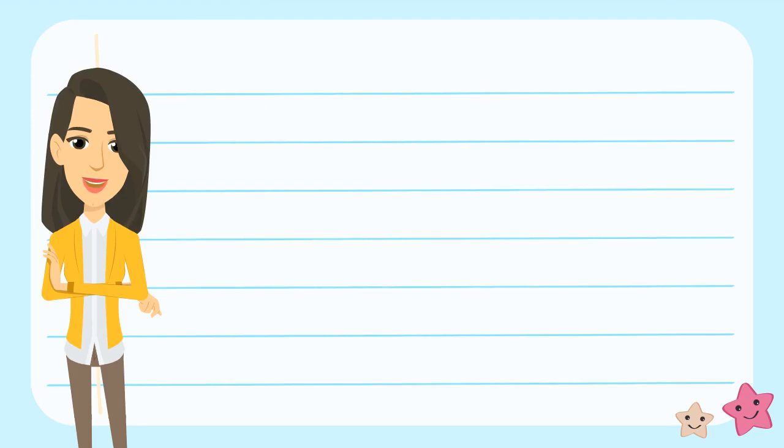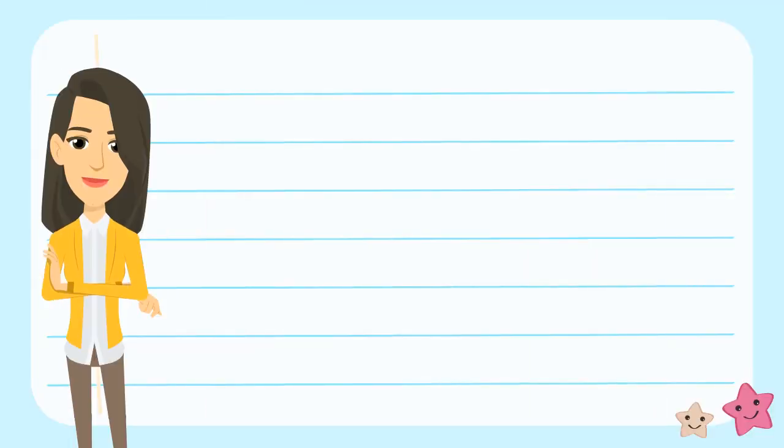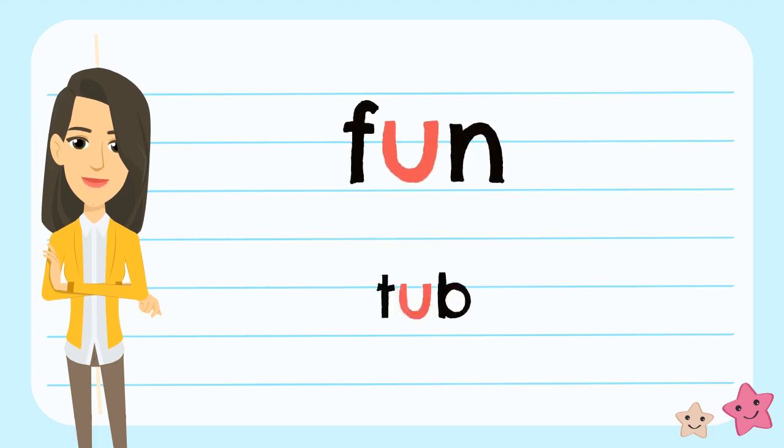There are also ways you can use short U to help you read. When a word has one vowel and the vowel comes at the beginning of the word, the vowel is usually short, like in up. Now, when a word has one vowel and it comes between two consonants, or a CVC word, it's usually a short U sound, like in fun and tub.